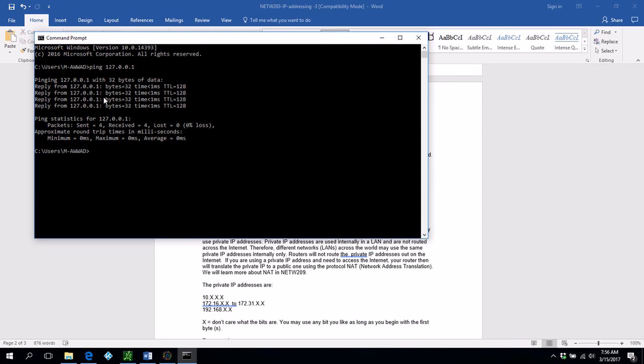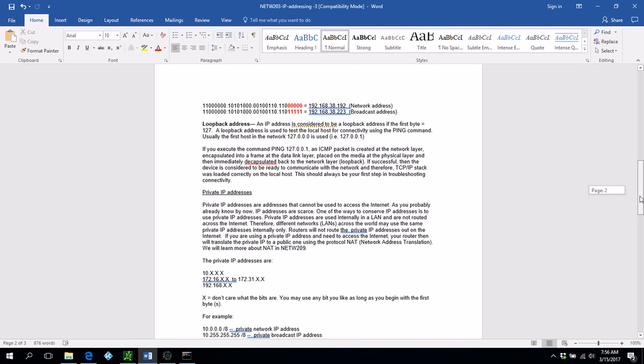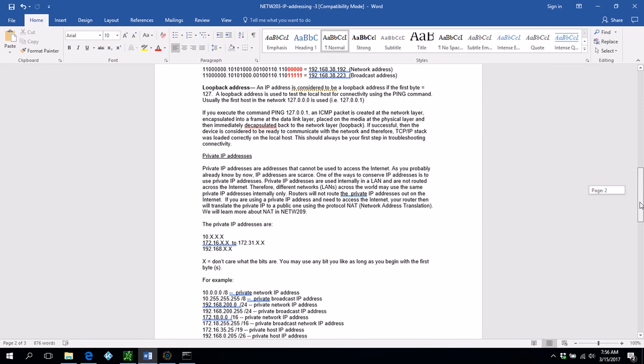So that's your first troubleshooting step when you are trying to figure out why a device is not connecting. Ping the local host to make sure that your software, your TCP/IP stack, is operating correctly. If you do not get a reply, then you have a problem with the host. It's not connectivity with anything else. If that works, then you try to ping the default gateway and see if you can communicate with it. If that's successful, then your problem is outside your LAN, not inside. Okay? So the loopback address again is only to test the local host for connectivity.